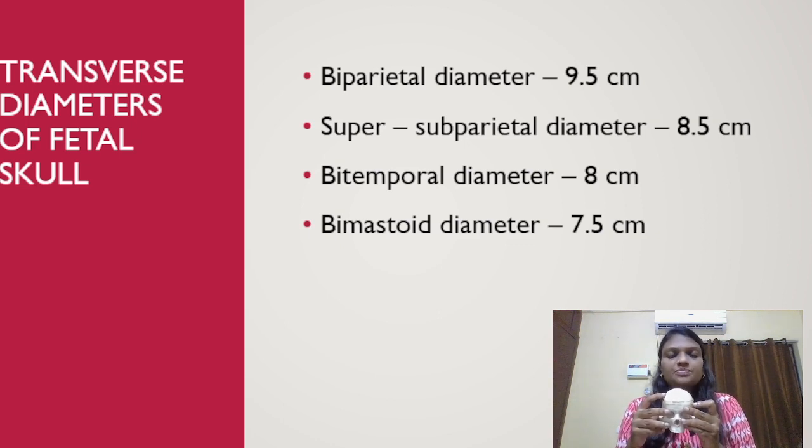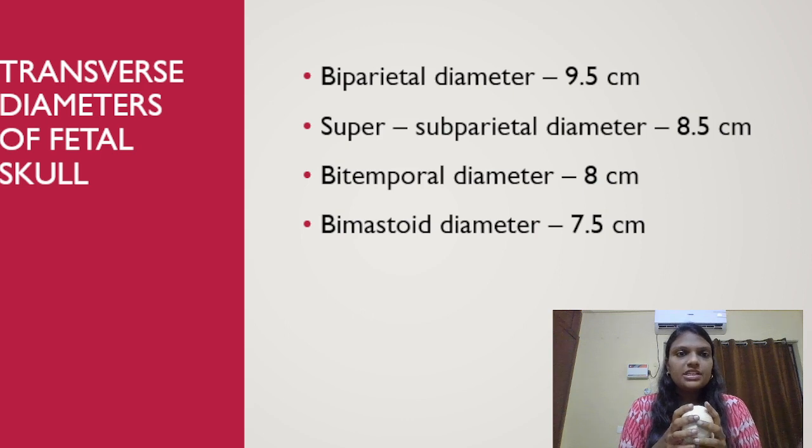And the next one is the bitemporal diameter. Bitemporal diameter is between the farthest points of the two temporal bones and it is about 8 centimeter. And bimastoid diameter is the distance between the two mastoid eminences and it is about 7.5 centimeter. These are the four important transverse diameters of the fetal skull: biparietal diameter, super and subparietal diameter, bitemporal diameter and bimastoid diameter. The biparietal diameter is the diameter of engagement of the fetal skull.